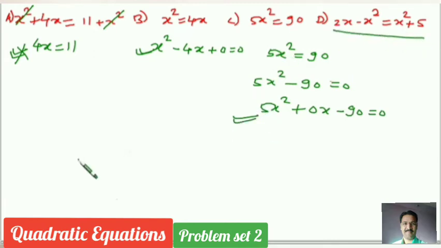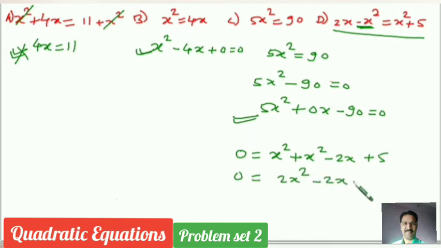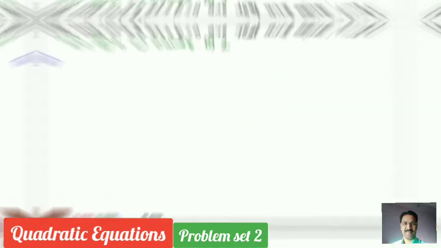Now what about this fourth one? Look here, I will take all terms to that side. See what we get here: x square plus x square, since this minus x square goes to this side, that means plus x square, minus 2x plus 5. Hence we get 2x square minus 2x plus 5. Instead of writing this side 0, we'll write this side 0. Now see whether it is quadratic. Yes, it is quadratic. Means the fourth one is quadratic, the third one is quadratic, the second one is quadratic.